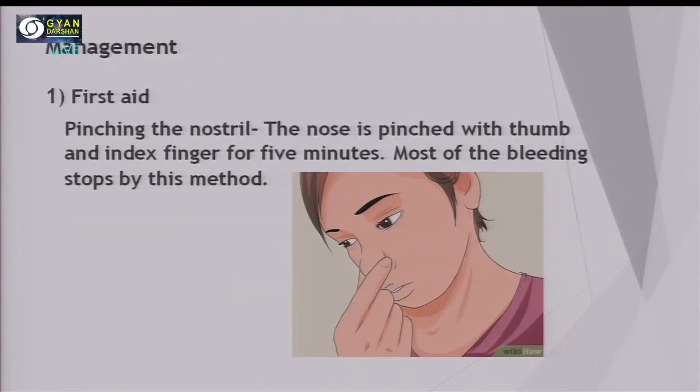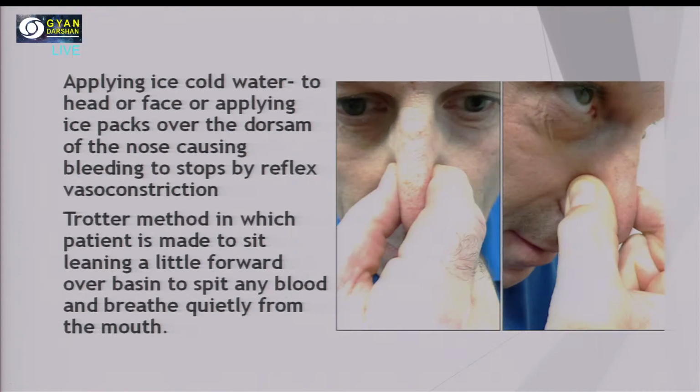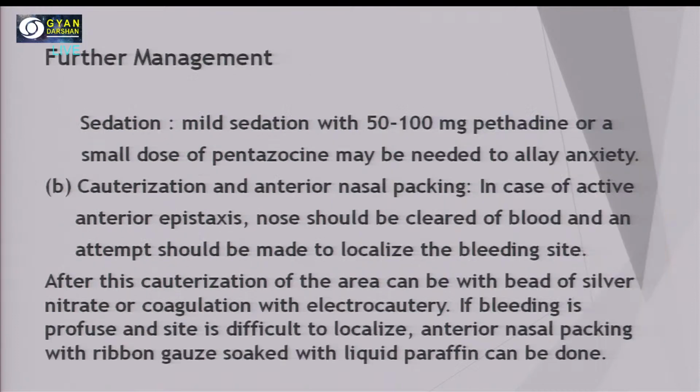First aid involves pinching the nose with the thumb and index finger for 5 minutes, as shown in the figure. Most of the bleeding gets stopped by this method. Another way is applying ice cold water to the head or face, or ice packs to the dorsum of the nose, to reduce the bleeding with the help of vasoconstriction. Another method, as shown in the figure, is Trotter's method, in which the patient sits leaning forward and a basin is given so that he can spit out any blood coming into his mouth.